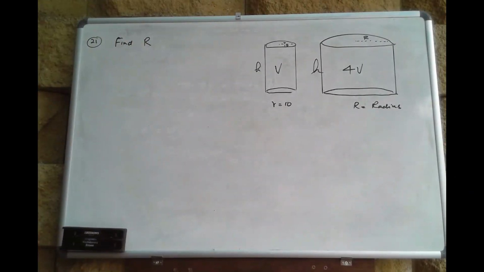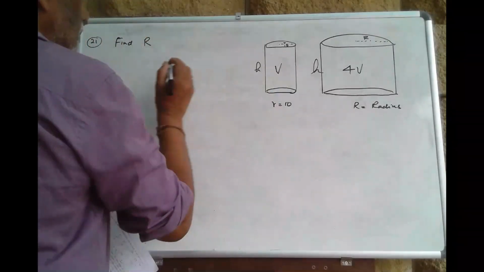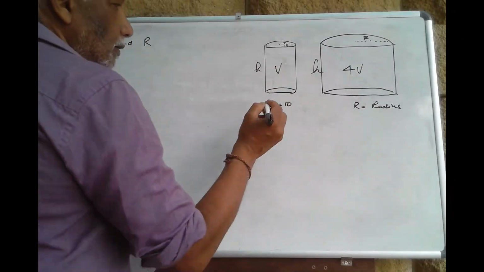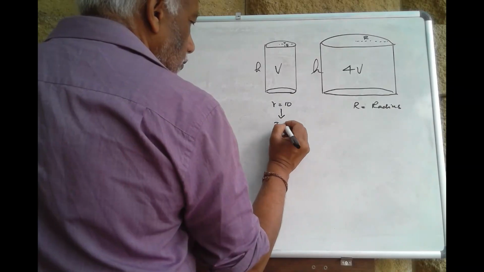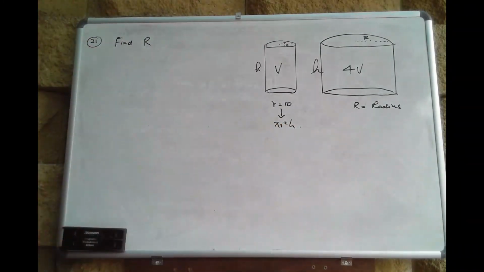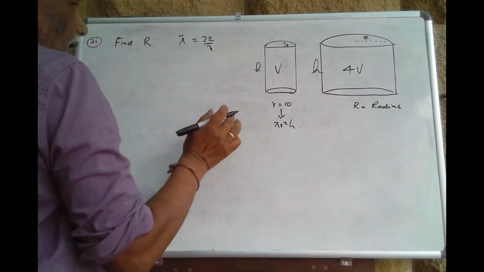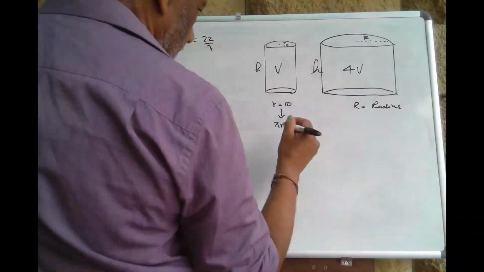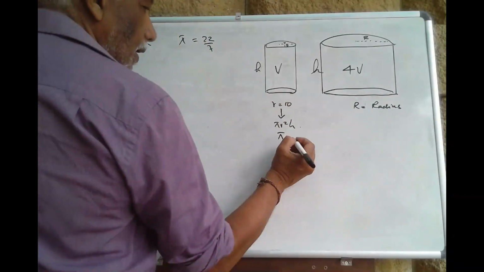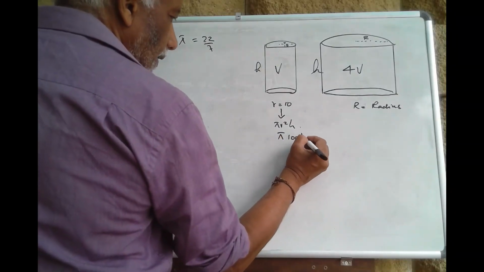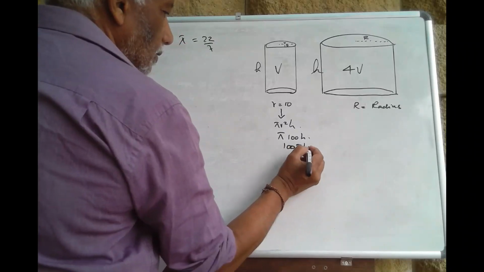So what can you do? So we work out the volume of this one. So the volume of the smaller one, this one, I'm going to write that is going to be equal to pi r squared h, okay? So pi is given as 22 over 7. But I'm not going to use it, I'm going to keep it as pi. So pi r squared, that will be 100, and h. So I can write 100 pi h. So that's the volume of this one.